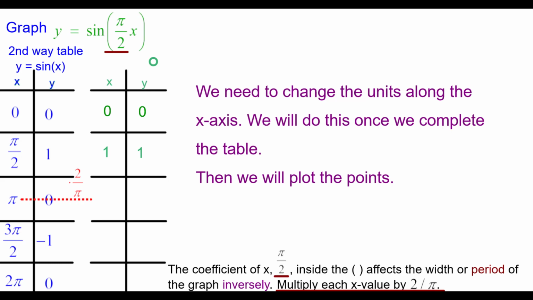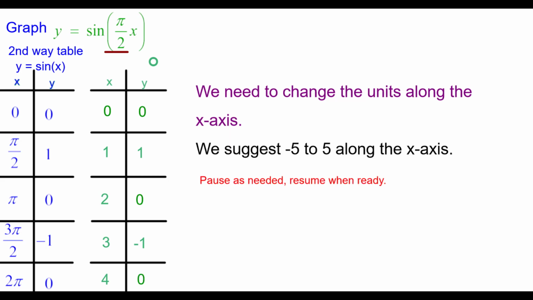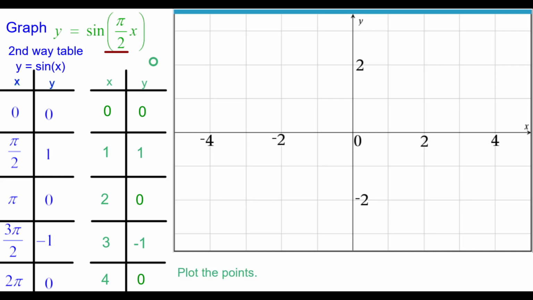Pi times 2 over pi leaves us with just 2, comma 0. 3 pi over 2 times 2 over pi leaves us with 3, comma negative 1. And 2 pi times 2 divided by pi leaves us with 4, comma 0. We're going to change the units along the x-axis to go from negative 5 to 5 by 1s along the x-axis. Pause to do that. So we'll go ahead and plot the points, starting with the origin. 1, 1, 2, 0, 3, negative 1, and 4, 0.